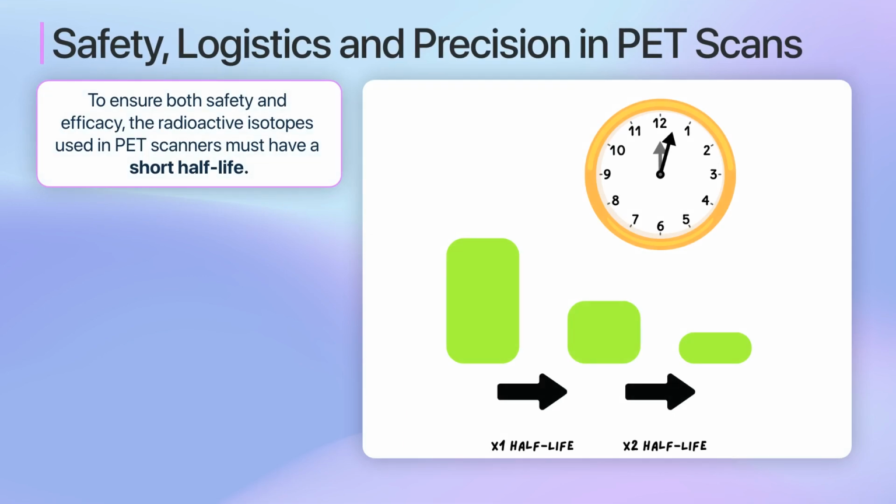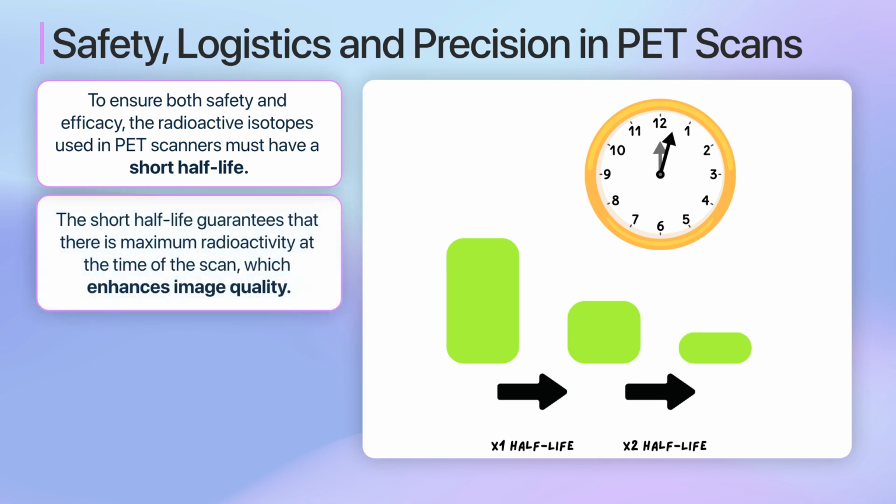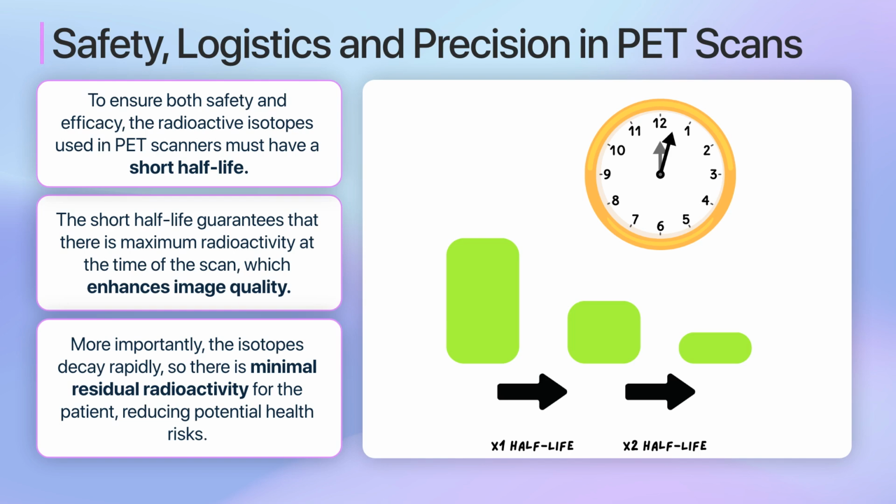To ensure both safety and efficacy, the radioactive isotopes used in PET scanners must have a short half-life. The short half-life guarantees that there is maximum radioactivity at the time of the scan, which enhances image quality. More importantly, the isotopes decay rapidly, so there is minimal residual radioactivity in the patient's body after the procedure, reducing potential health risks.